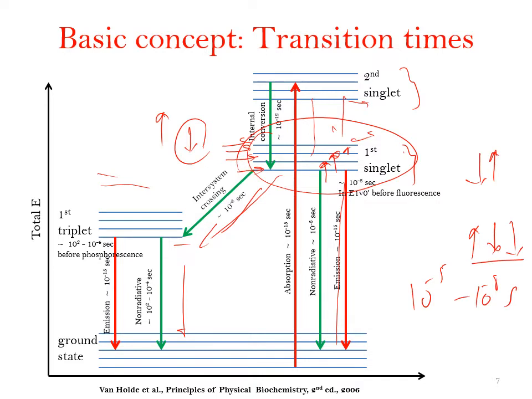So an electron that is excited to an excited state by absorbing a photon can undergo different processes: internal conversion, intersystem crossing, phosphorescence, emission through a non-radiative process, or emission through fluorescence. These are the possible transitions for an electron that is excited to a higher energy state.